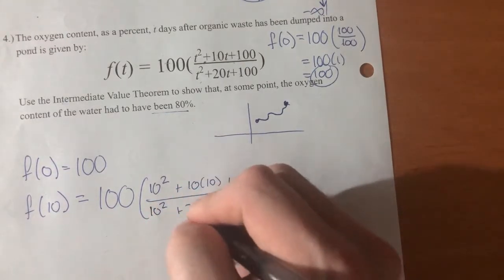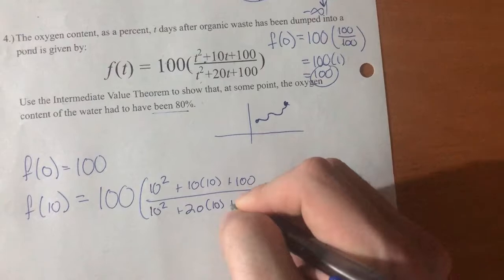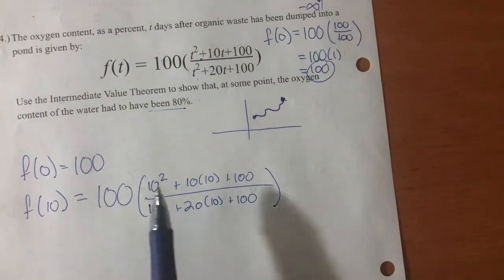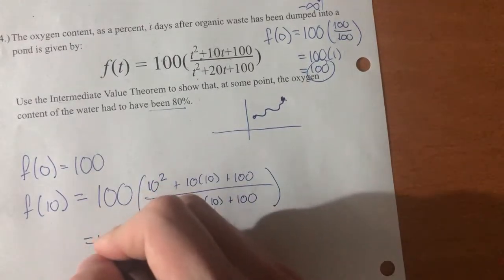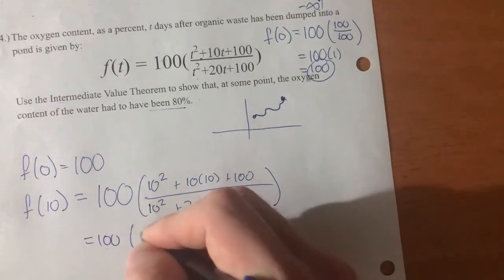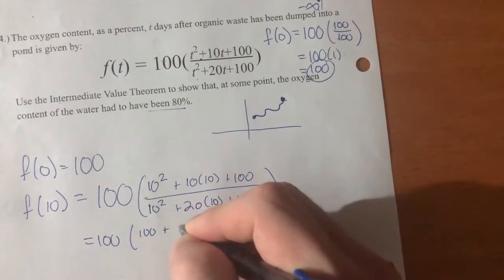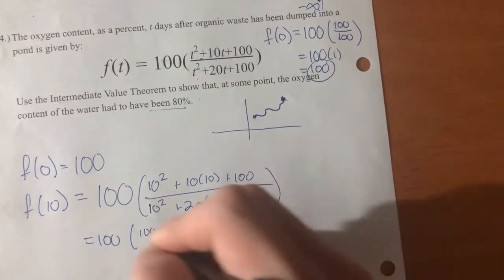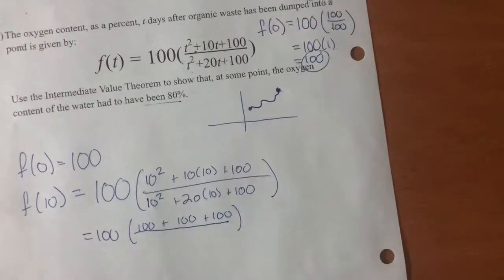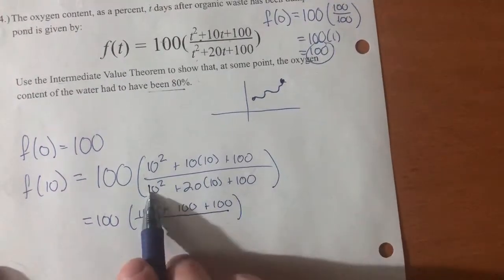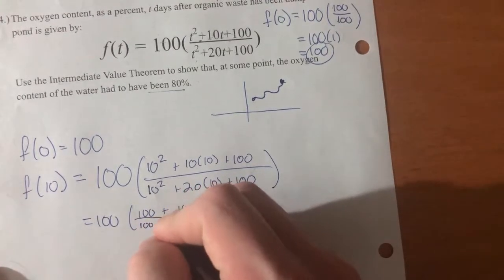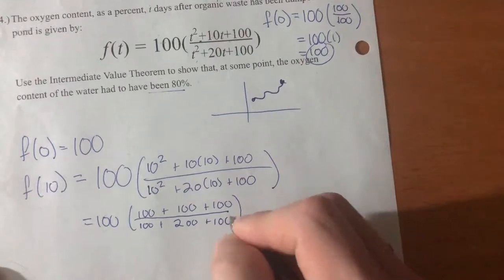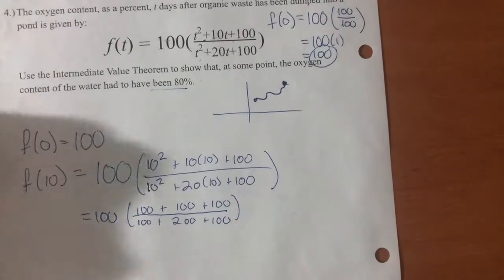And on the bottom, I have a similar thing. I'm trying to write as slowly as I can so I don't get too many shakes. Okay, so let's simplify this out. On the top, what I have is 100 plus 100 plus 100. Then on the bottom, what I get is 100 plus 200 plus 100. And that's the other reason why I like 10 in a situation like this.